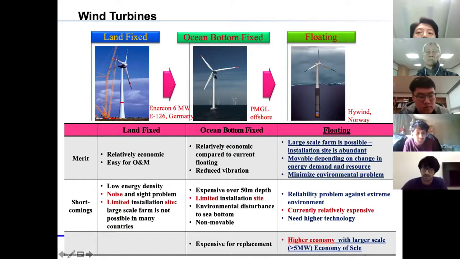As you can see, this structure goes inside the seabed. It's attached to the seabed, and it doesn't move. But on the right hand, we have floating wind turbines, which is one of its own unique kind, and it is for the deep waters.